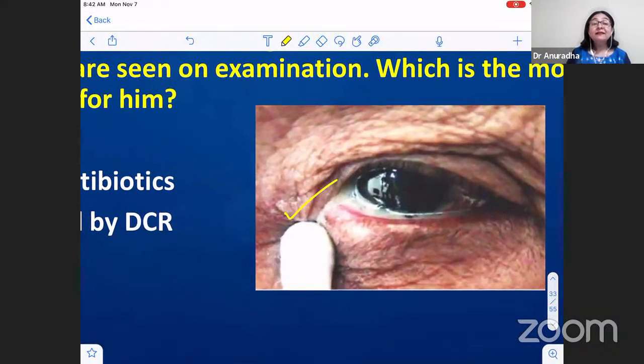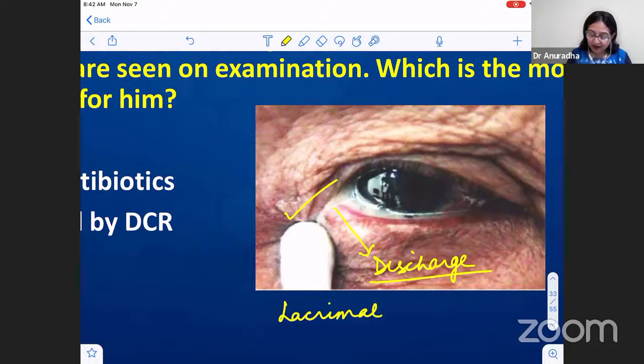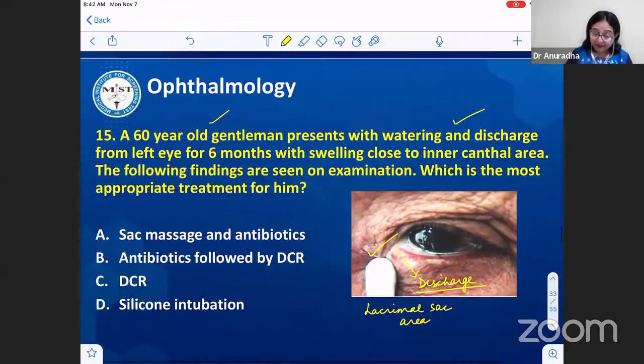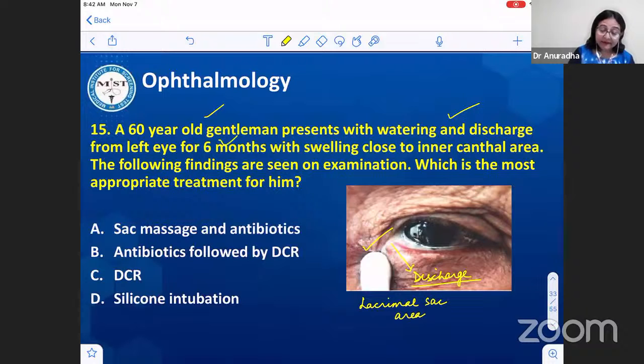When he is pressing this inner canthal area, you can see this discharge coming. So when he is pressing at the lacrimal sac area, the discharge is coming, right? So what is your diagnosis? 6 months. So there is infection of the lacrimal sac area, that is dacryocystitis, okay? Chronic, it has been there since long, 6 months.